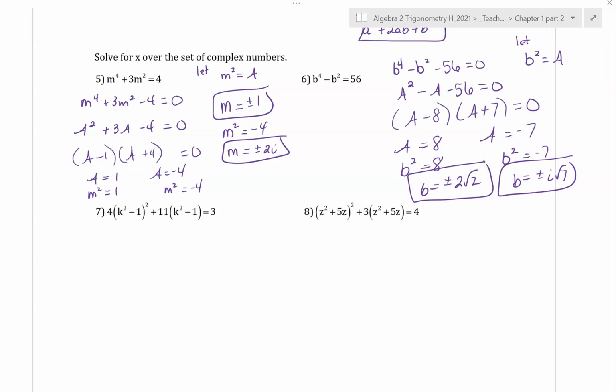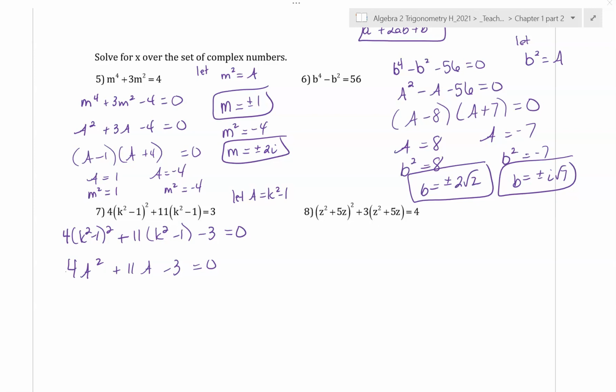This time we're going to do something similar. Again, we're following our steps. We want to have 0 on one side of the equation. But go ahead and pause the video and think, what would you call a this time? We are going to make a substitution. What do you think we should call a? Pause the video and think about it. So this time, we're going to let a be k squared minus 1.